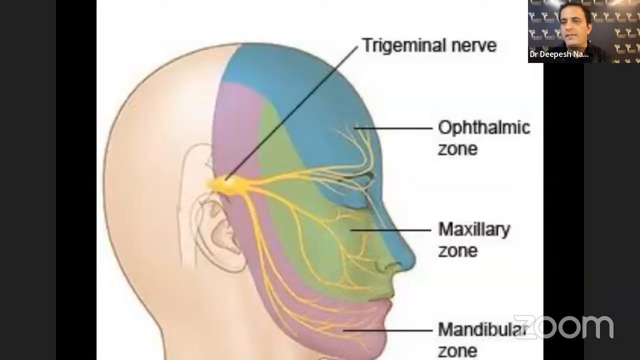Now we have to understand the trigeminal nerve area. The area comprises of three zones, which are the ophthalmic zone, maxillary zone, and third is the mandibular zone. So you can see in the maxillary zone, below the eye is first segment, at the level of the nose is second segment, and the level of the upper lip is third segment. The third segment is very, very important.